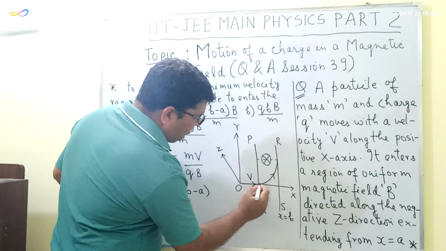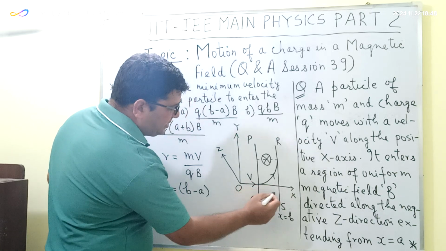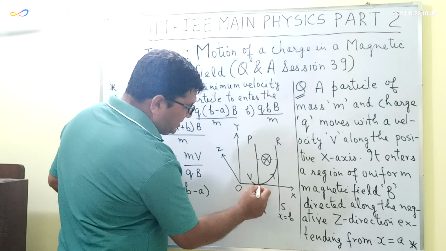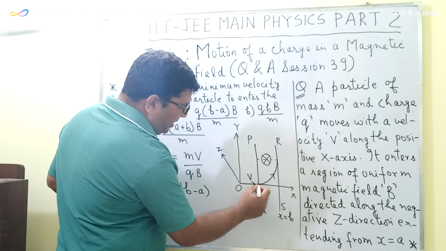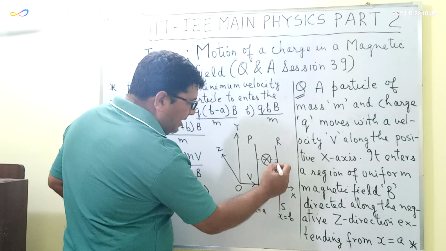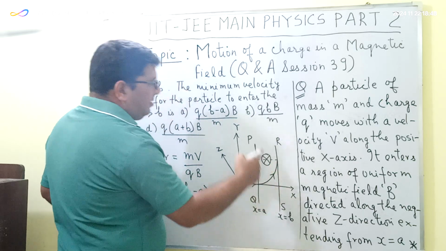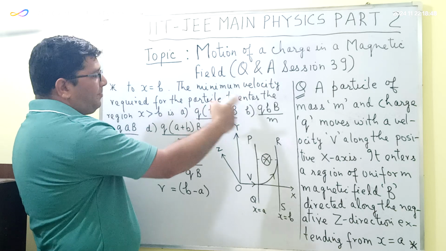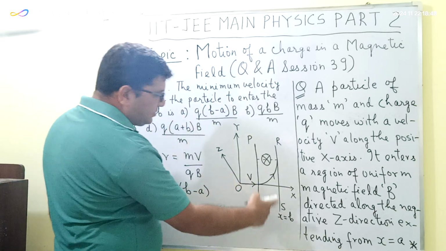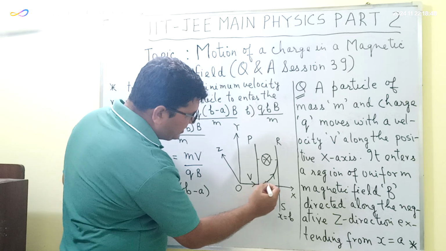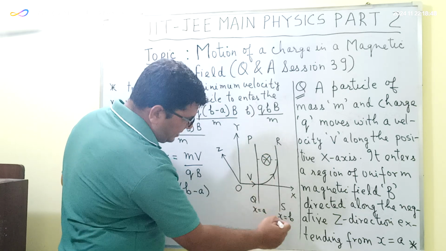So it is entering at this point. This is the region of the magnetic field, that is from x equal to a to x equal to b. And when the charged particle enters at this point, under the influence of the magnetic force it will follow this path, and for the minimum velocity for the particle to enter the region x greater than b, we have to find the velocity such that it just touches this line RS.